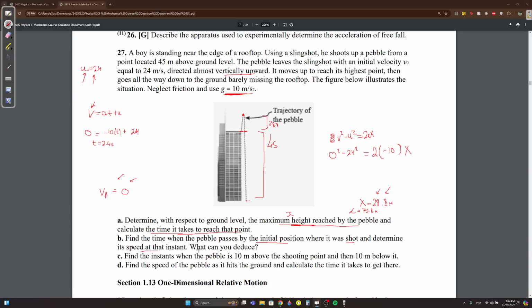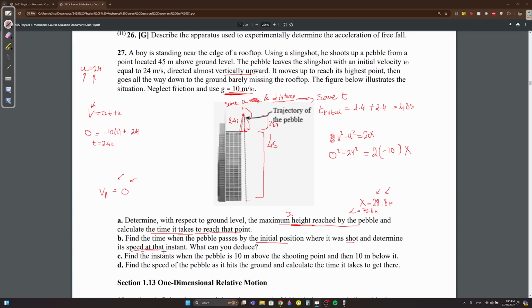Find the time when the pebble passes by the initial position where it was shot and determine its speed at that instant. So find the time where it reached over here again. Now we know going up it took 2.4 seconds. Then going down, you're going down at the same acceleration. This is what you write: same acceleration and distance, because it's the same 28.8 meters. You're going up and back down using the same acceleration, 10 or negative 10, and the same distance. So that means same time. So total time is 2.4 to go up and 2.4 to go down, which is 4.8 seconds.